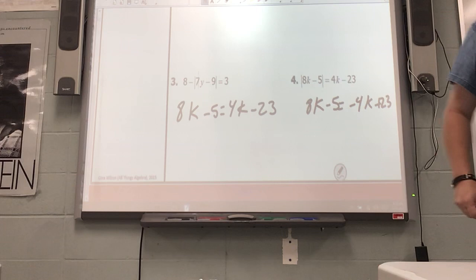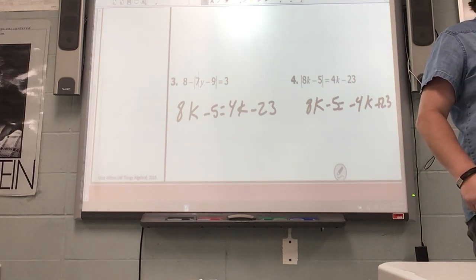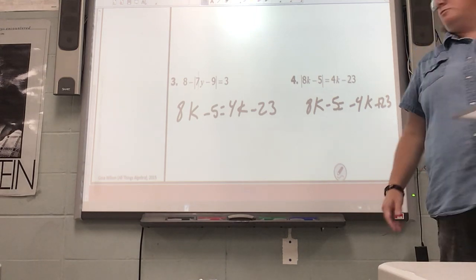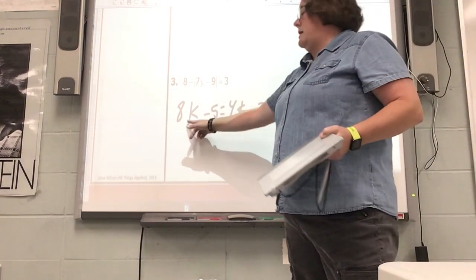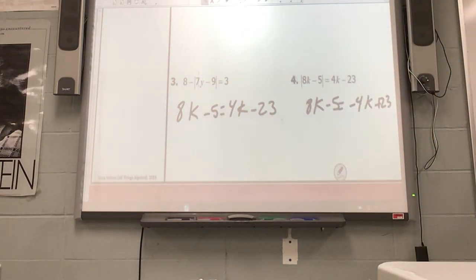Okay. We did minus 4k. I was looking at their second equation, so it is to subtract 4k. I said it backwards because I was looking at their second equation. I'm sorry. You were right, Kinley. And you could add the 5 if you wanted to, too. Alright, so 4k minus 5 equals negative 23.